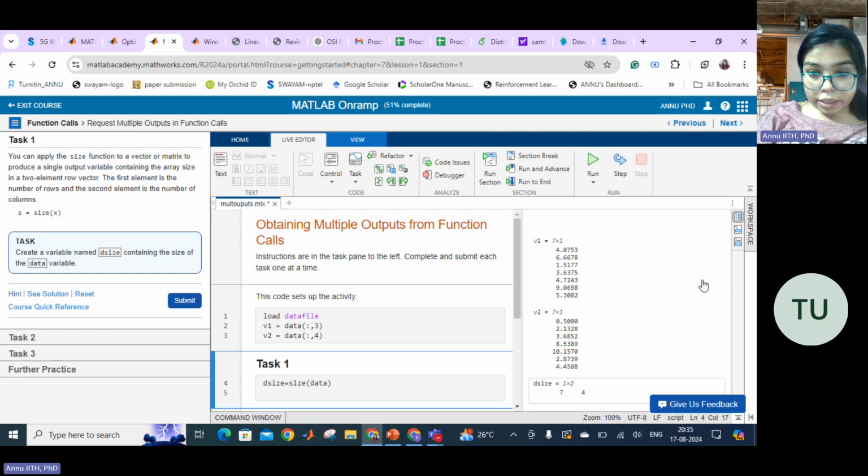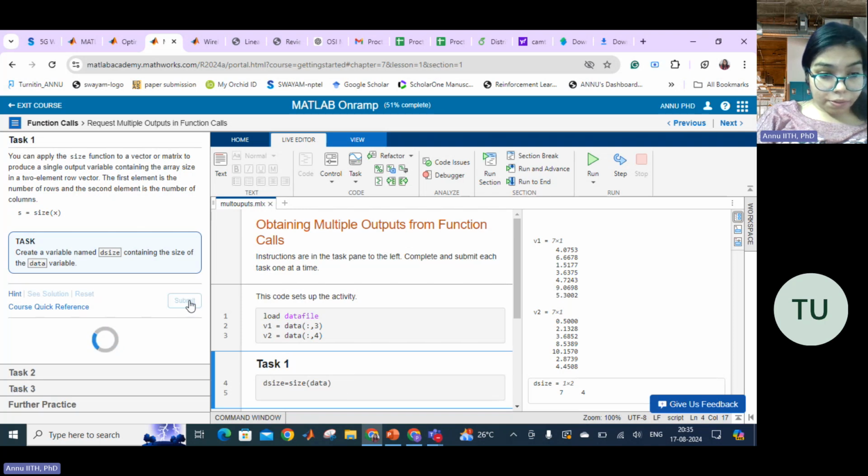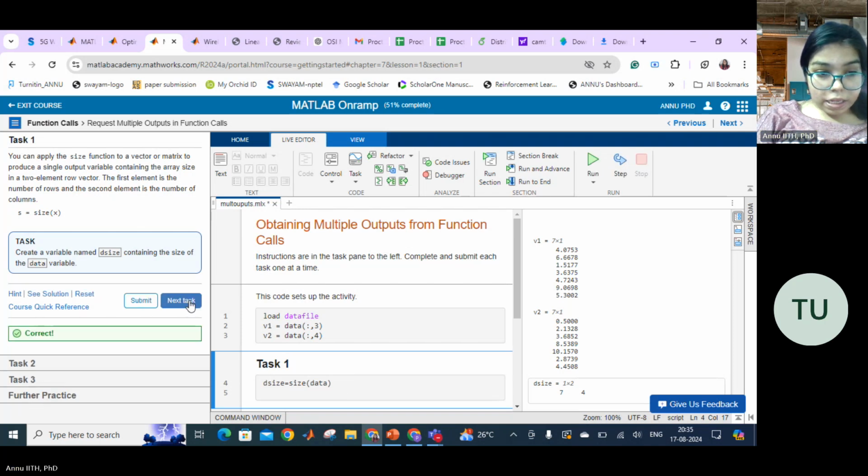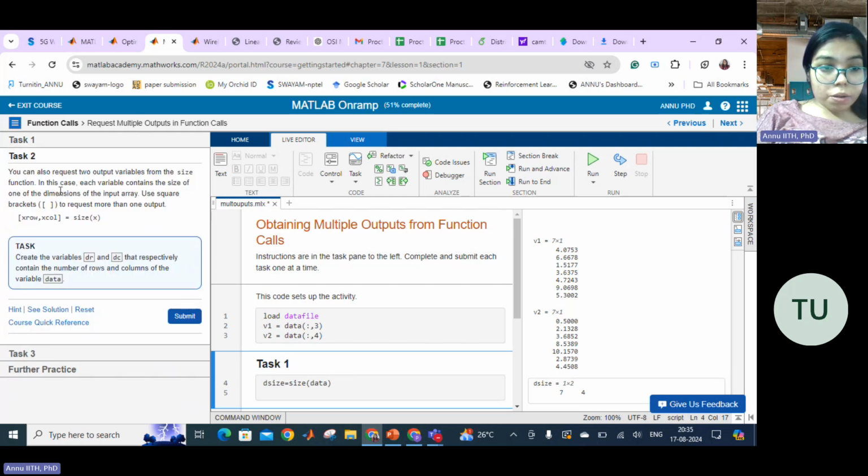So D size it is showing 7.4. Okay, so let's submit this and let's see whether this task is correct or not. So it is correct. Next, let's go to next task. So you can also request two output variables from the size function.